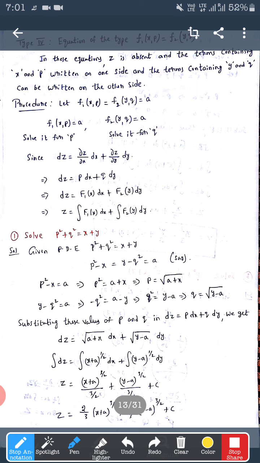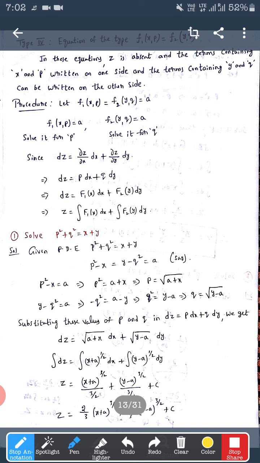Now consider a typical example. First one, solve p square plus q square is equal to x plus y. See, in this example, only p, q, x, y are there, z is absent. That means there is no z. That is the thing you have to remember. There is no z, so this comes under type 4 equations.